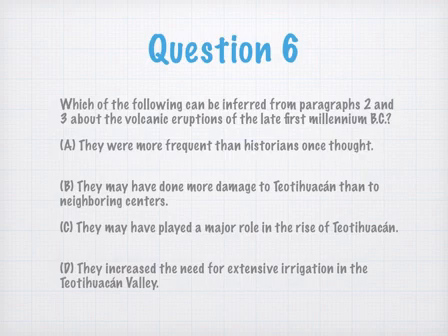Which of the following can be inferred from paragraphs 2 and 3 about the volcanic eruptions of the late 1st millennium BC? A. They were more frequent than historians once thought. B. They may have done more damage to Teotihuacan than to neighboring centers. C. They may have played a major role in the rise of Teotihuacan. And D. They increased the need for extensive irrigation in the Teotihuacan Valley.